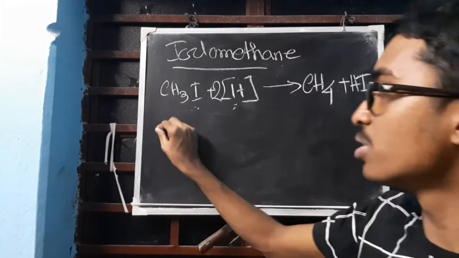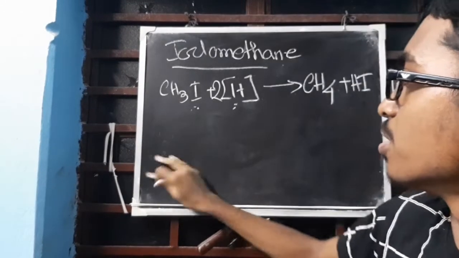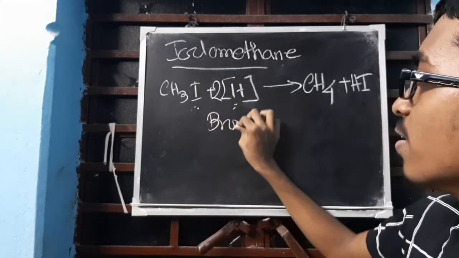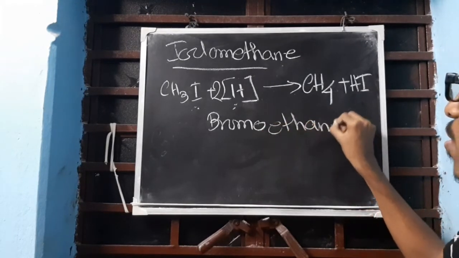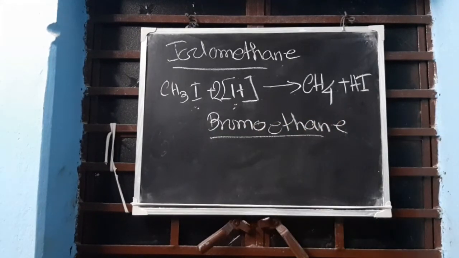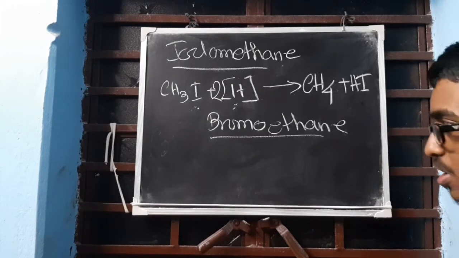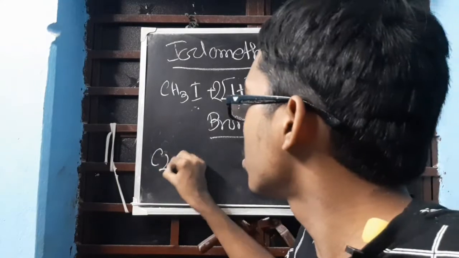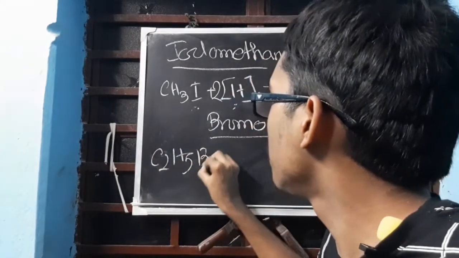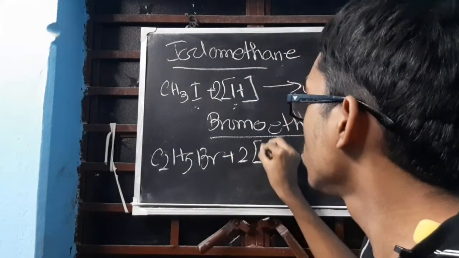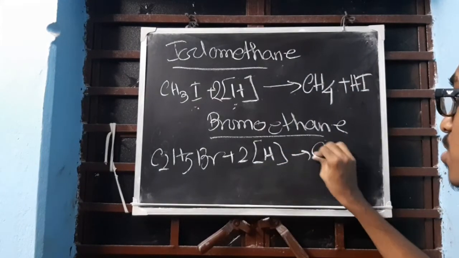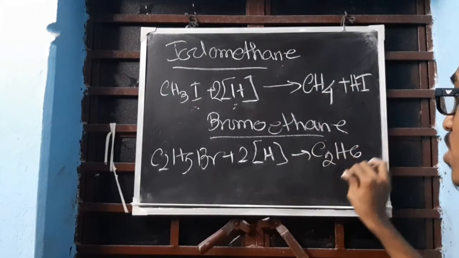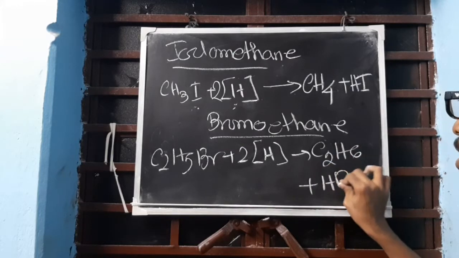Now instead of this, leave it. Bromomethane. Bromoethane, not methane actually. Okay. Clear? Bromoethane. Written? Here it is C2H5Br plus 2 nascent hydrogen. What will it give? This Br will get replaced, so it will be C2H6 plus HBr.